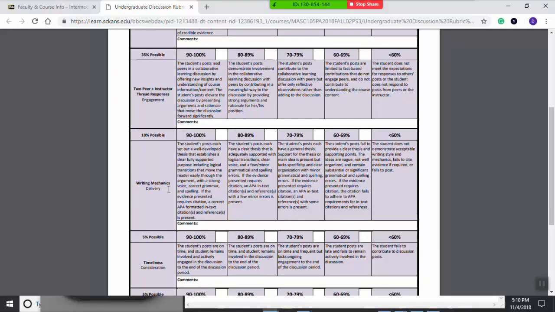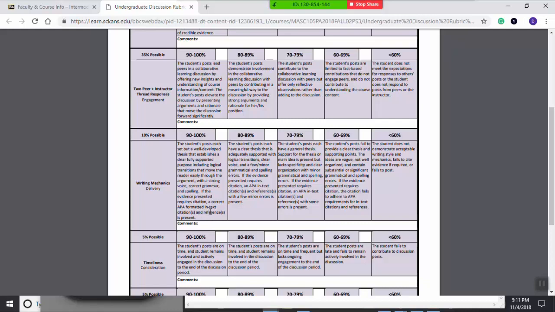Now here's writing mechanics. Students post each set out a well-developed thesis that establishes a clear, fully supported purpose, including logical transitions that move the reader easily through the argument with a strong voice, correct grammar and spelling. So again, don't have grammar mistakes. You see here they talk about the different mistakes. If the evidence presented requires a citation, a correct APA formatted in-text citation and references present.